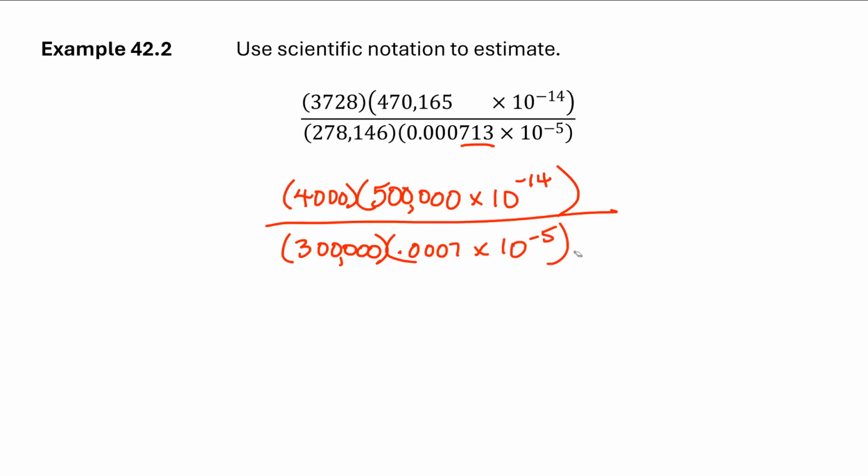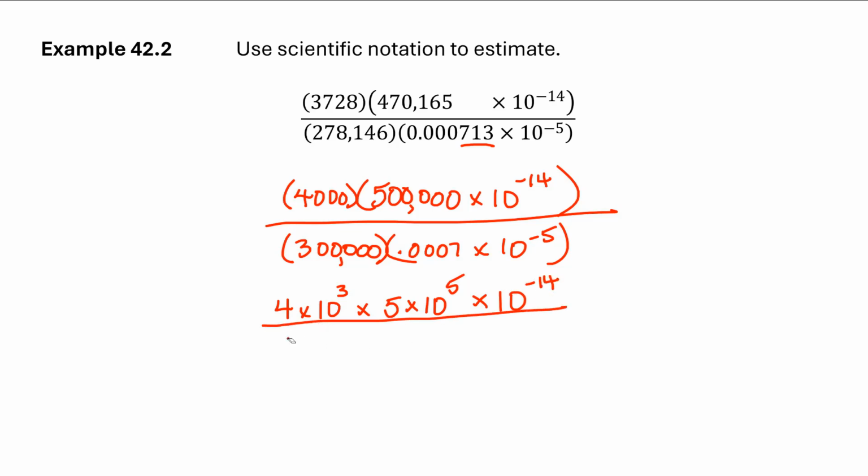So now all the numbers are rounded to just one non-zero digit. And so I'm going to write everything in scientific notation now. On top, I've got 4 times 10 to the third power. And then I'm multiplying that by 5 times 10 to the fifth power. And then I've got that 10 to the negative 14.